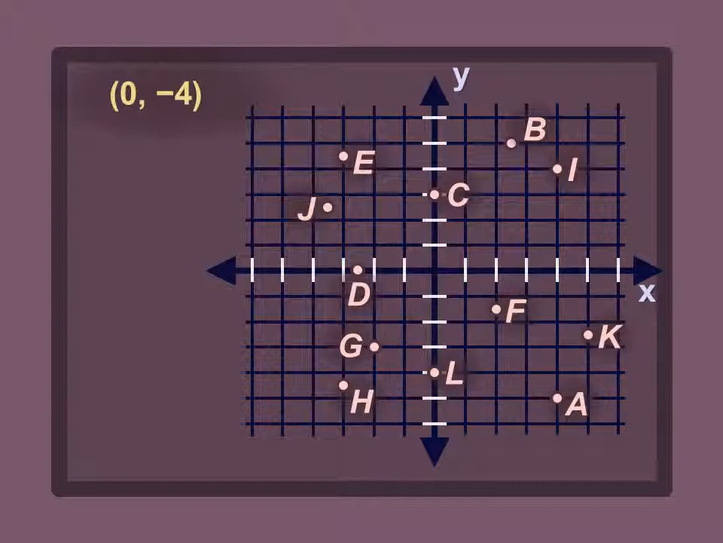So 0, comma, -4. The 0 is the x-coordinate, so that means your horizontal movement. Since it's 0, there's no horizontal movement, so you haven't moved, which means that your point is going to be on the y-axis. Then we have -4 for your y-coordinate, so 1, 2, 3, 4 going downwards, which gives us point L.